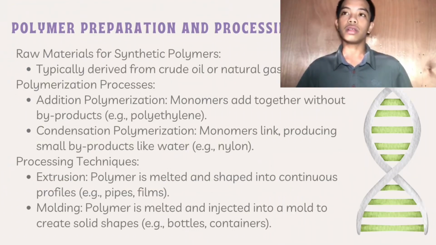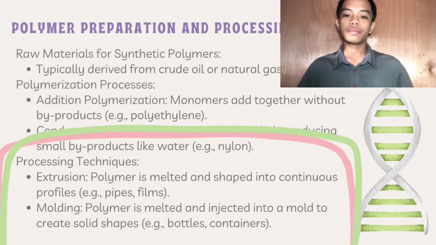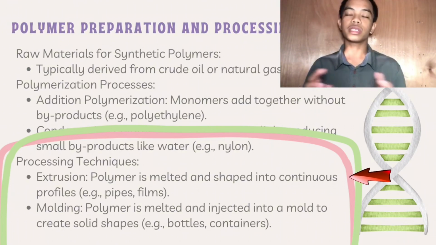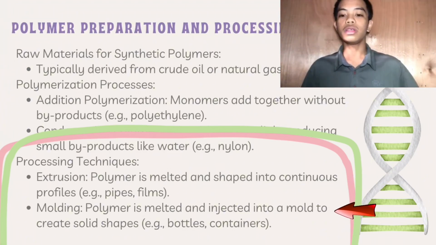The next slide is all about processing techniques. Processing techniques include extrusion and molding. Extrusion is when the polymer is melted and shaped. Examples of this are pipes and films. And the second one is molding. Molding is when the polymer is melted or injected. Examples of molding are bottles and containers.